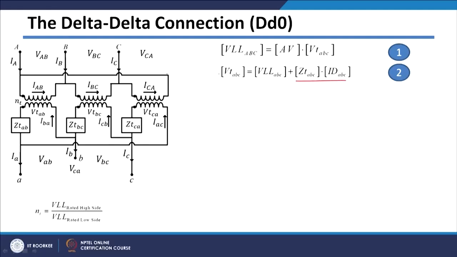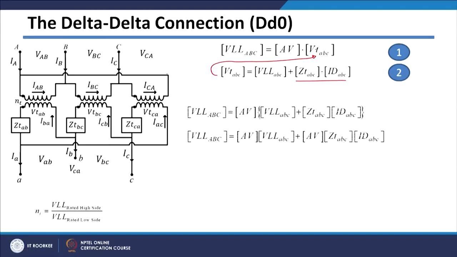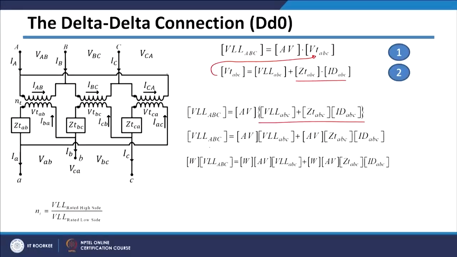Now, I can put this VT ABC into this expression here. So, after putting this, I will get this expression. So, VT ABC I have inserted into this expression here. So, in that case VLL ABC will be equal to AV multiplied by VLL plus AV into ZT ABC. And then to convert this into line to neutral voltages, we need to multiply the whole expression by W.